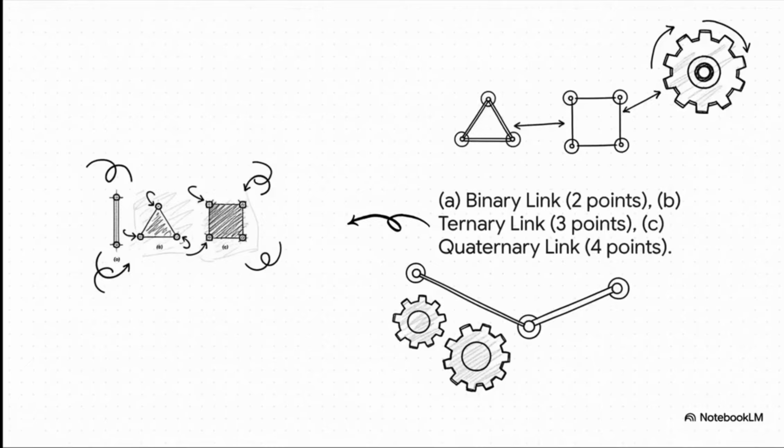Now, we also group links by something really simple: how many places you can connect things to them. A basic link with 2 connection points, that's a binary link. If it has 3, it's a ternary link. 4, quaternary. And I know it sounds like a bunch of jargon, but trust me, knowing this is super important for figuring out how to piece them all together to create really cool, complex movements.